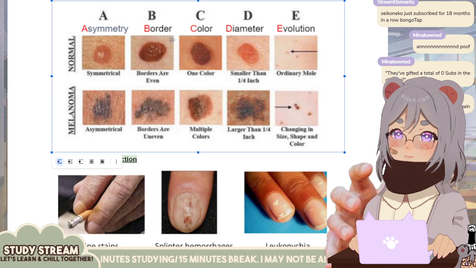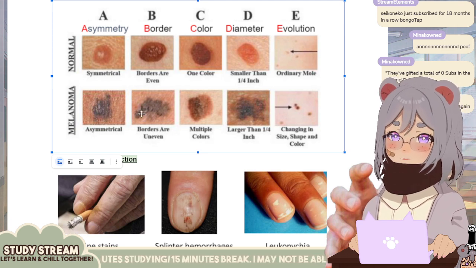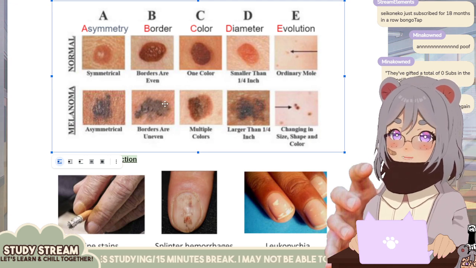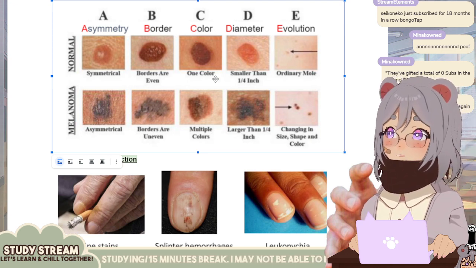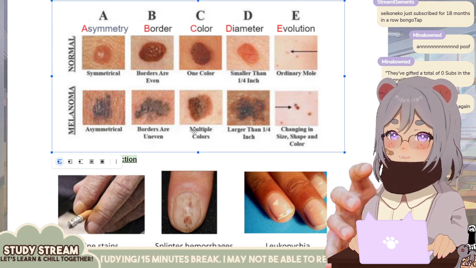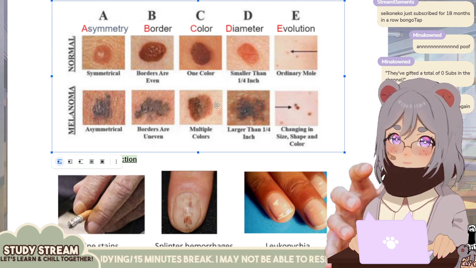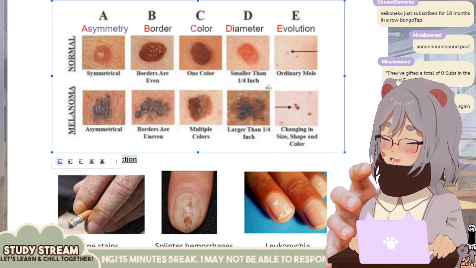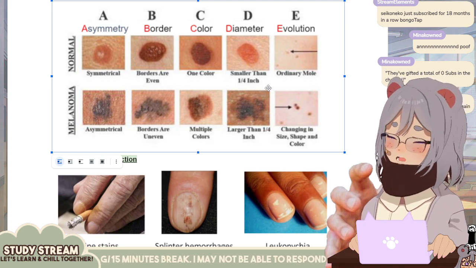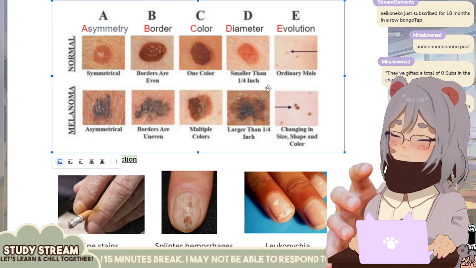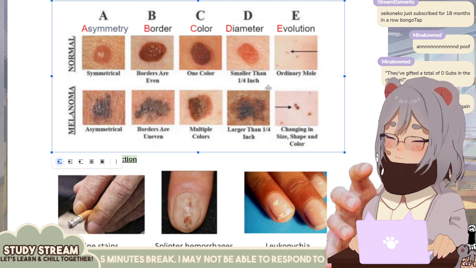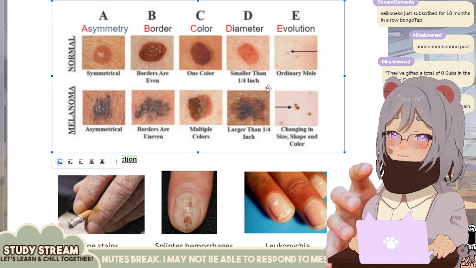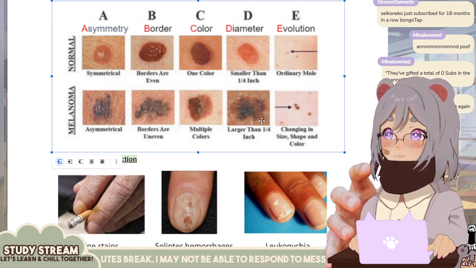The borders are going to be even in the normal, while in the more cancerous areas, the borders are uneven. It tends to be one color for it to be normal, but if it's more cancerous, it might be multiple colors. Normal should be less than 1/4 inch, which is about the size of the tip of the eraser on your pencil. If it's anything bigger, then again it might potentially be cancerous.